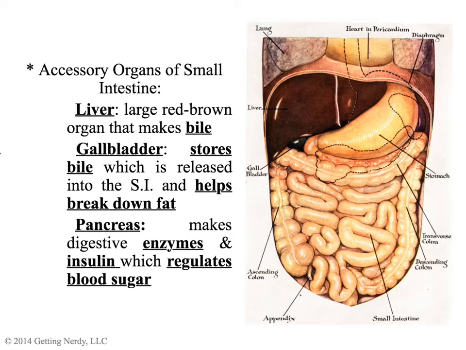Then the pancreas makes the digestive enzymes and insulin, and it regulates blood sugar, and it will empty out digestive juices into the small intestine.